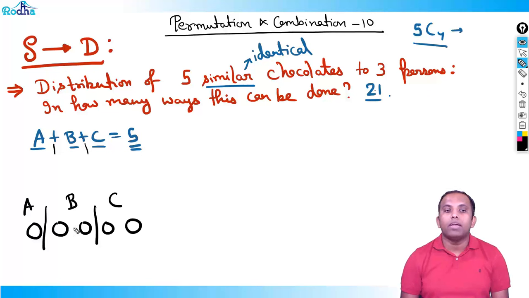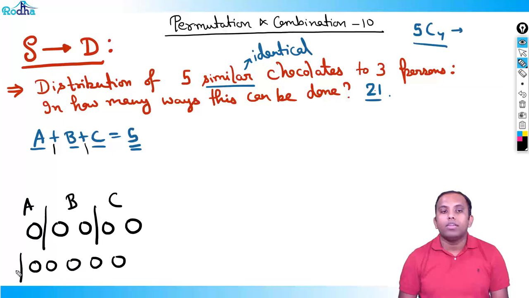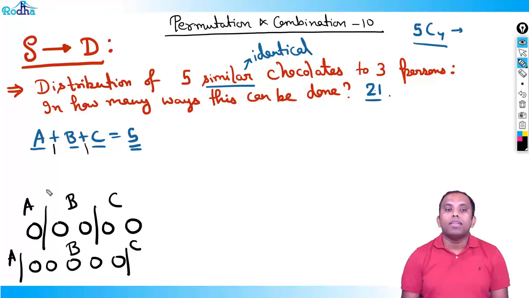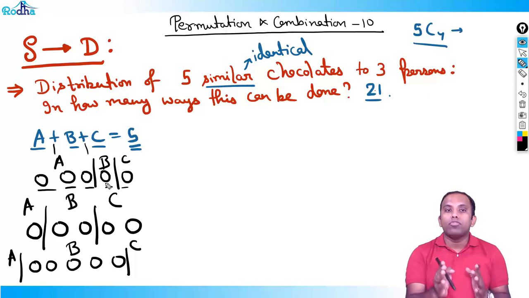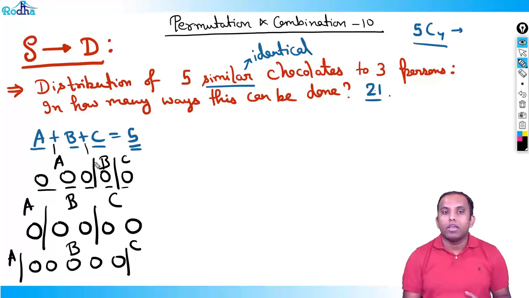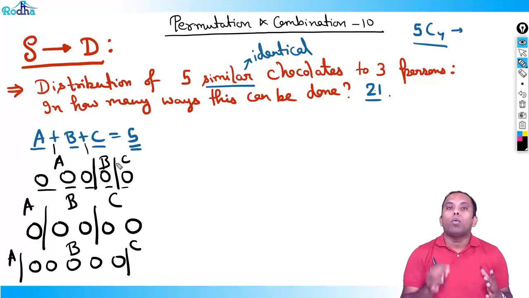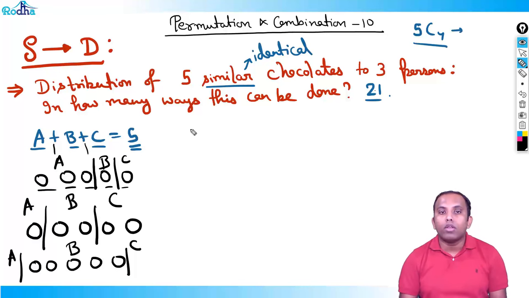Here A is getting 1, B is getting 2, C is getting 2. Also, this partition can be done like here, A is getting 0, B is getting all 5 and C is getting 0. Or this partition can be done with C getting 1, B getting 1 and A getting 3. That means if I make 5 circles here for 5 chocolates, the position of these partitions will decide the number of chocolates A, B and C are getting, right? So how do we get all the possible shufflings?